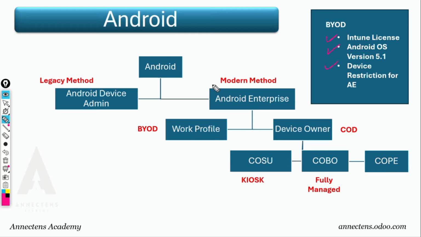Why legacy method and modern method? We'll talk about it. There are two main categories which are determined by Intune admins. One is where we use Android device admin, and the second one is Android Enterprise. Now let's understand the difference. This is earlier, before Android Enterprise.